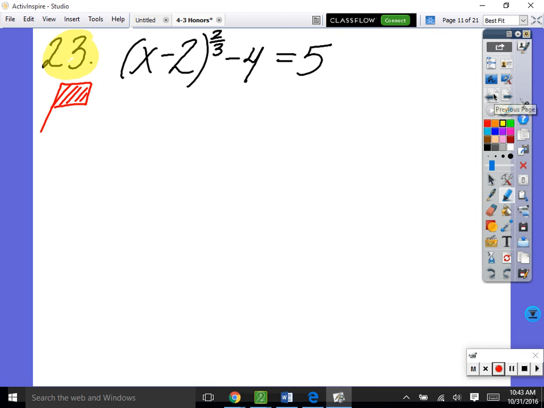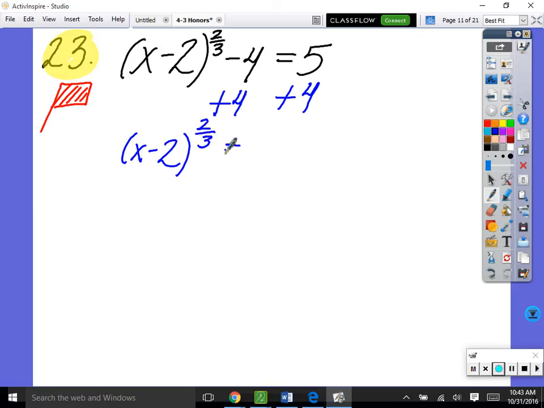Problem 23, for example. Let's go through and solve that. That's one of the most missed things on the test. We're going to solve using the same way. We just have to remember that when you deal with an even root and solving, you have to account for the plus and minus. So our first thing would be to add 4. So we have x minus 2 raised to the 2/3 equals 9, correct? Now we'll undo that 2/3 power by raising both sides to the 3/2.